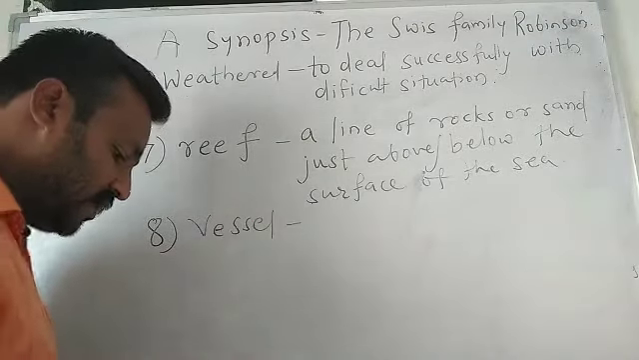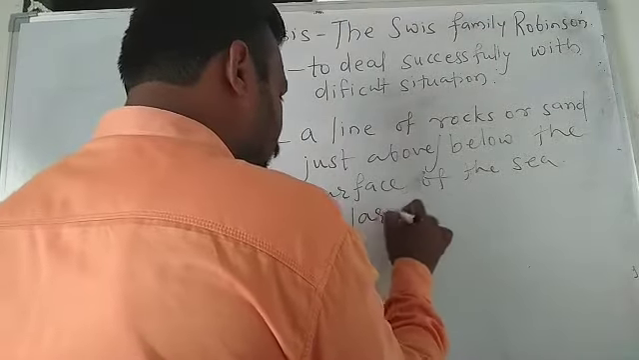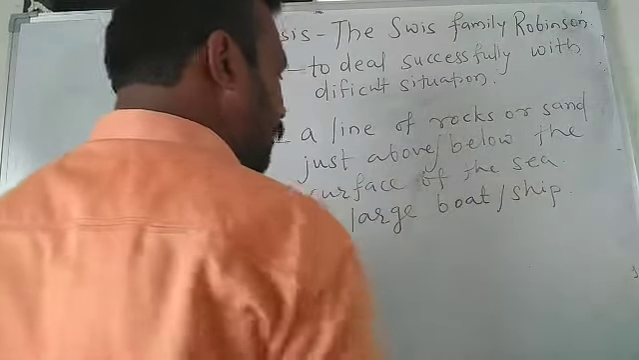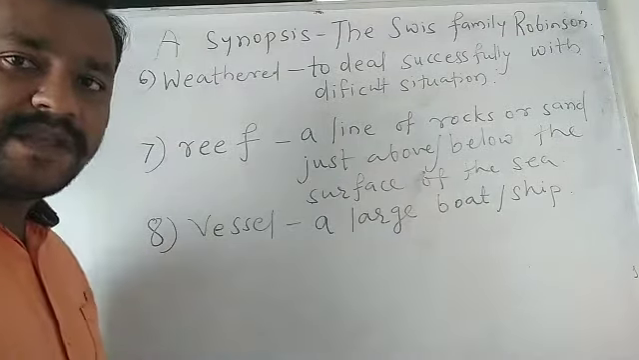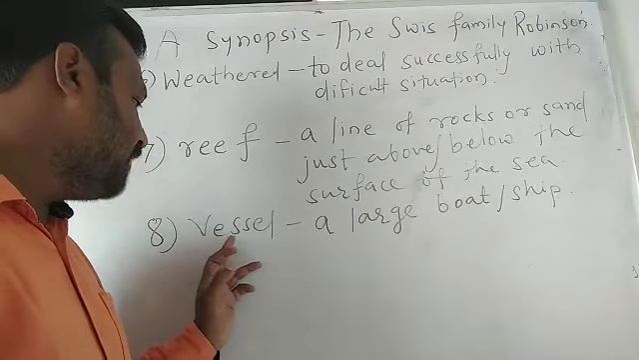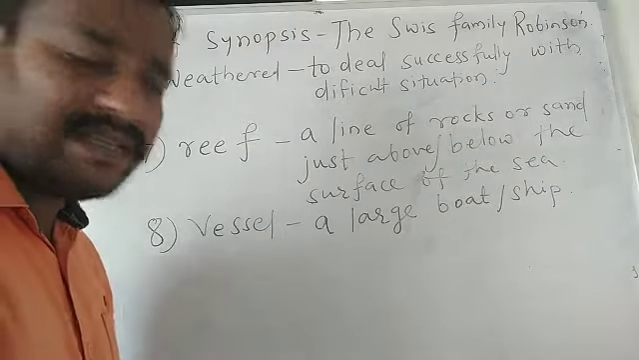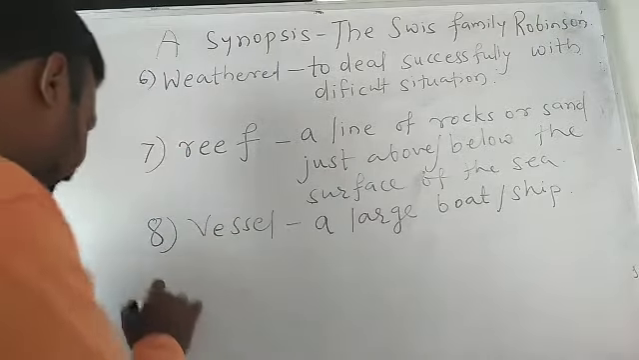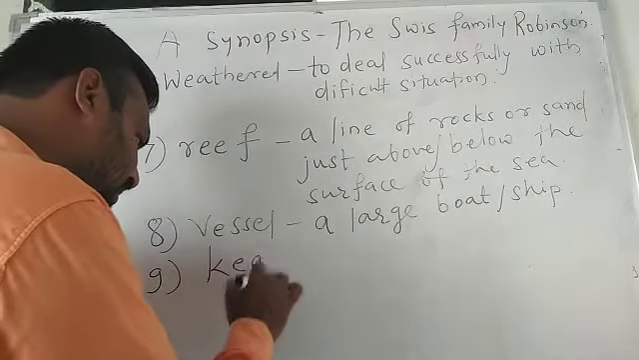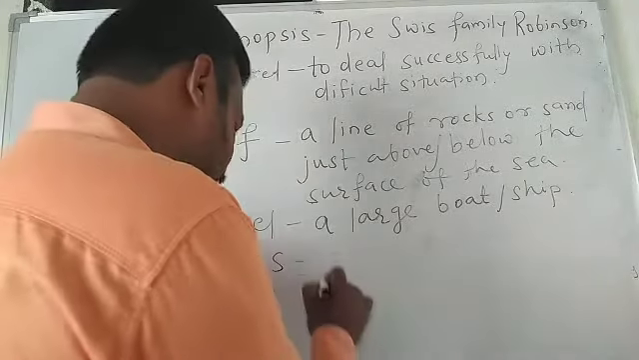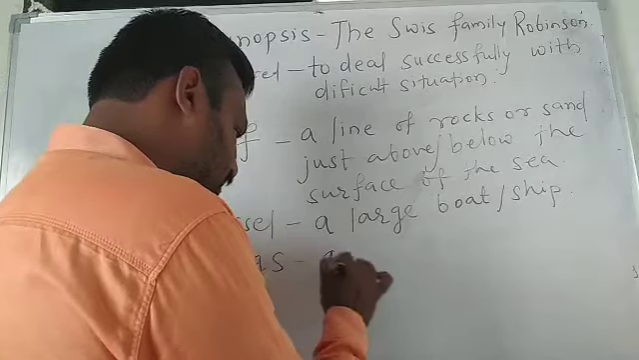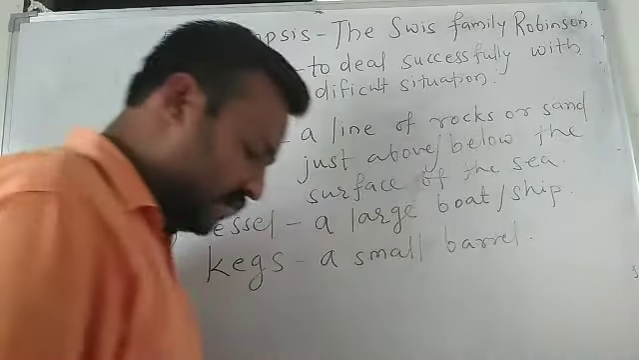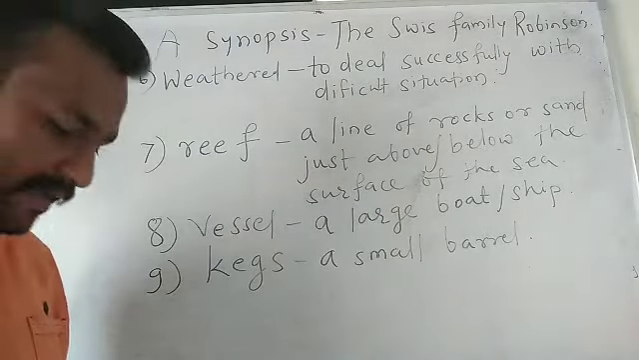Vessel means what? A large boat or ship. It is called vessel. Vessel means a large boat or ship. Next word is kegs. Kegs means what? A small barrel. A small barrel is called kegs.